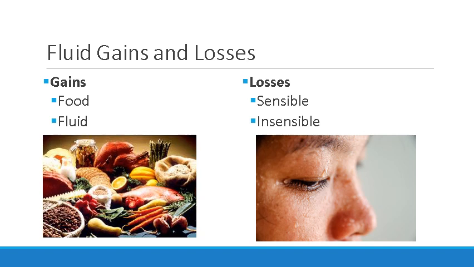Older adults are more prone to fluid deficits because they have a diminished thirst reflex, and their kidneys often do not function effectively. So older adults are more at risk for fluid imbalances.